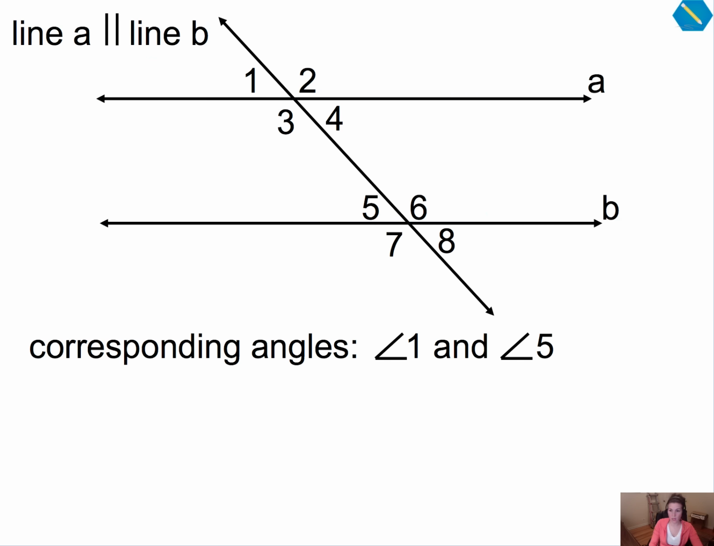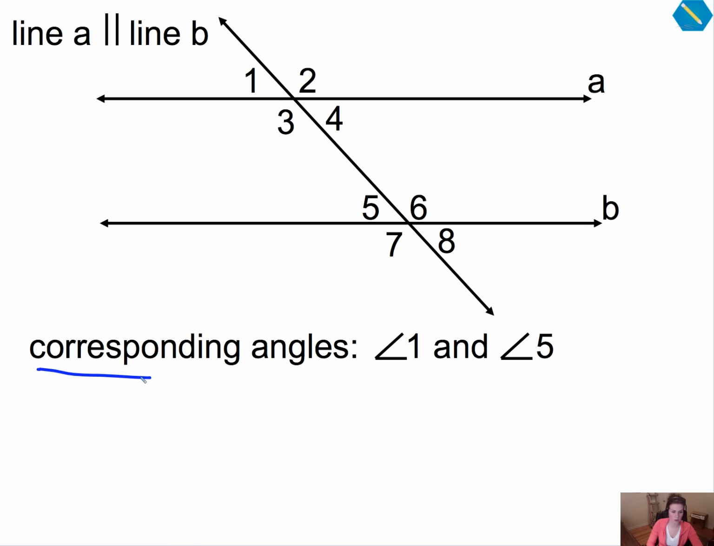And when those two lines, line A and B, are intersected by this line here, which is called a transversal. We'll talk more about that in class. Okay, that line's called a transversal. You're left with these 8 angles. 1, 2, 3, 4, 5, 6, 7, 8.